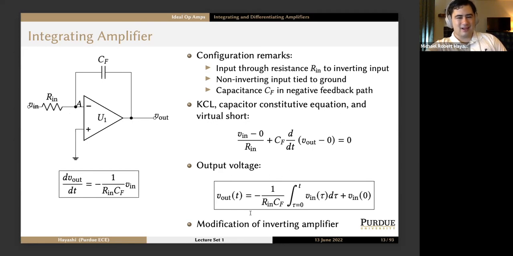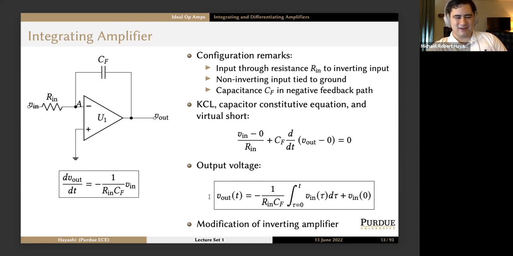Solve for V out, and you get this sort of inverting integration where it's negative 1 over Rn CF, integral from tau equals 0 to t of Vn of tau d tau, plus whatever the voltage was at time equals 0. The other way of writing it is on the bottom left, where it's just written as a derivative.